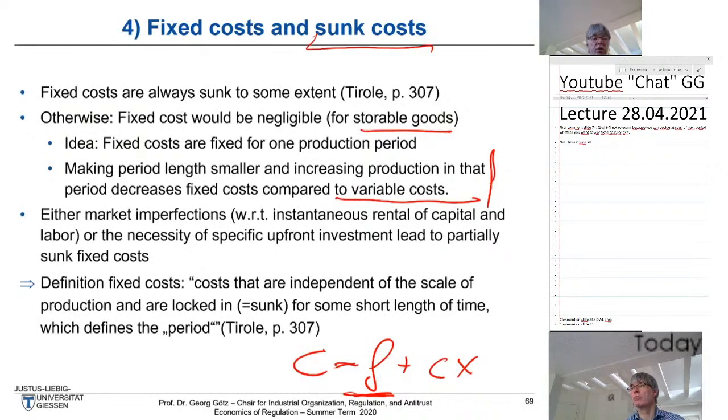But you saw this sounds really strange, and it is because typically there are market imperfections, you cannot rent your capital just for 10 seconds, and you also typically have some specific upfront investment. So you always will have some part of the fixed cost that will be sunk. Therefore, he defines fixed cost slightly differently. Fixed costs are costs that are independent of the scale of production and are locked in, that is, are sunk for some short length of time, and this short length of time defines our period. So 1 period is just a period for which there is fixed cost.